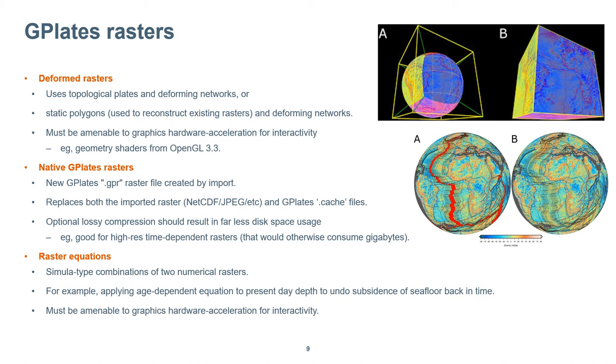We'll also have a native GPlates raster format. So basically you'll import your netCDF or JPEG using the import procedure in GPlates, and then that will create a GPR raster file, which you use from then on. And also the ability to combine two numerical rasters using math operations. So an example there would be applying an equation to present day depth to undo seafloor subsidence back in time.